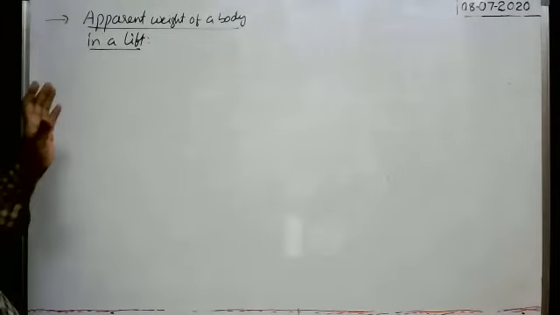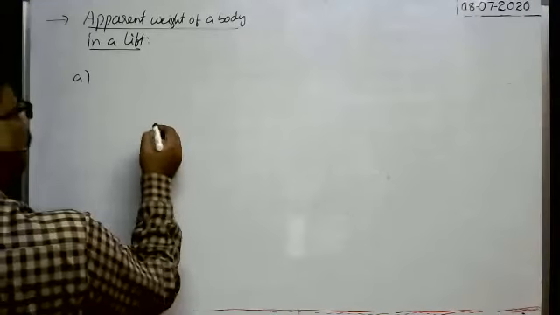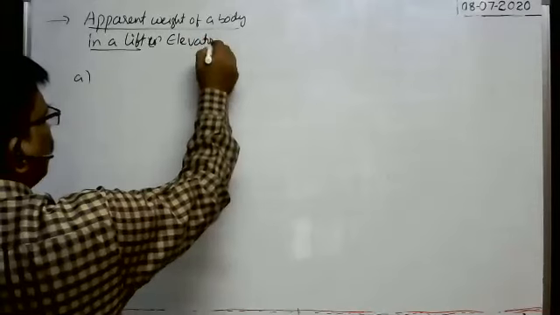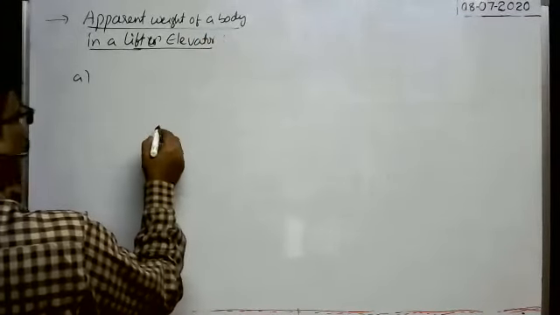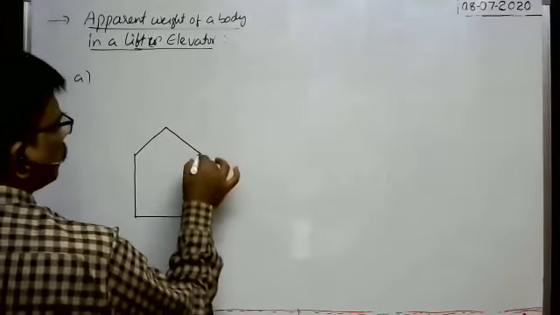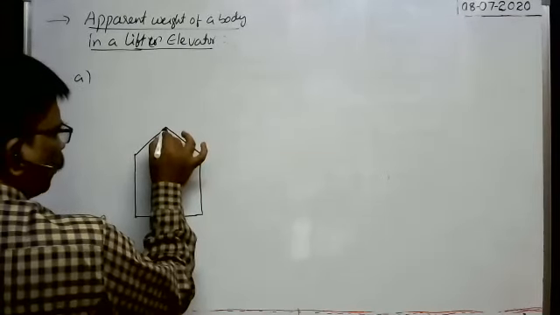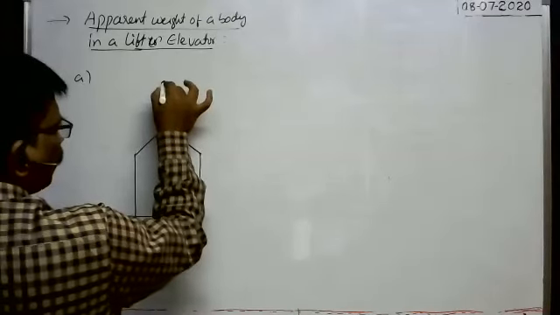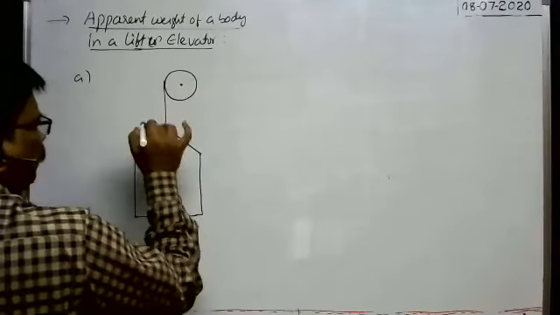Okay. Apparent weight of a body in a lift. Suppose there is a lift or elevator. That lift is also called the elevator. Suppose here there is a lift. One end of the rope is connected to the lift and the other end is passed over a frictionless pulley, like this.